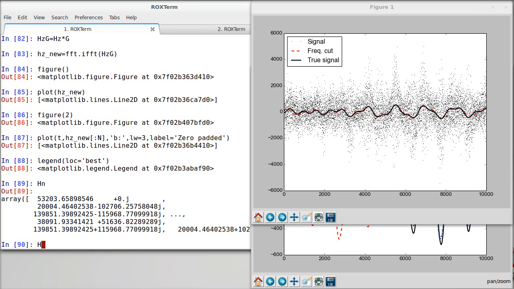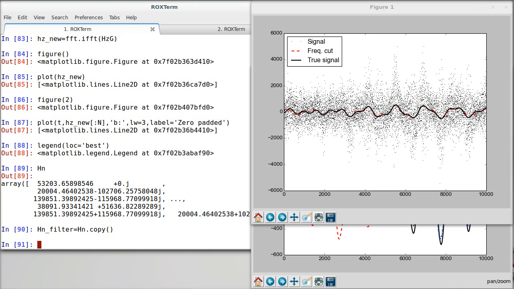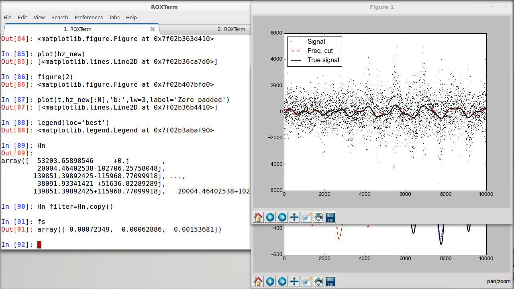Okay. So let's make a copy of this. We'll call it HN filter, because we're going to apply a filter to it. So we make a copy of this. We need to do this, because if we don't, then we'll be overwriting the original. Okay. And let's apply some high frequency filter, okay, high pass filter.